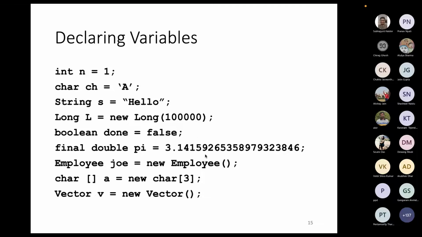I hope that answers it. Sir, is 1 lakh the value of L, or the value of the object to which L points? Can you repeat your question, please? Sir, here you wrote Long L equal to new Long of 1 lakh. So what is L pointing to? Is it pointing to an object for which the value is 1 lakh? Yes. It is pointing to an object for which the value is 1 lakh. So this object stores the value 1 lakh.